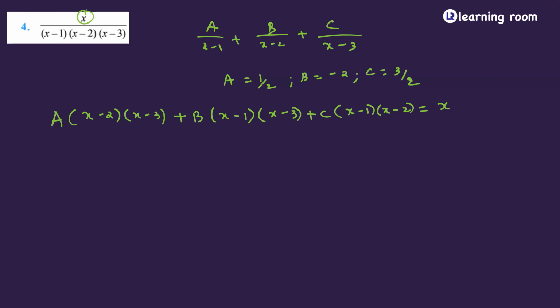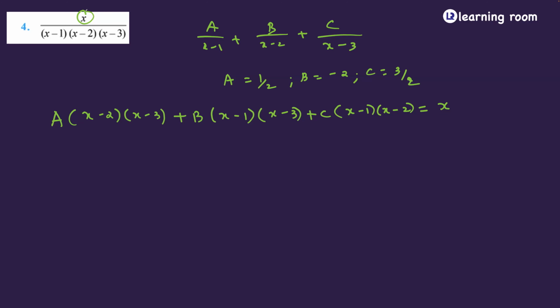Clear? So there are two ways to solve this. One, you can multiply everything, separate x square terms, x terms, and constants and compare on both sides, but it will take a longer time. To solve it faster, what I told is, how many factors are there? x minus 1, x minus 2, x minus 3, right?